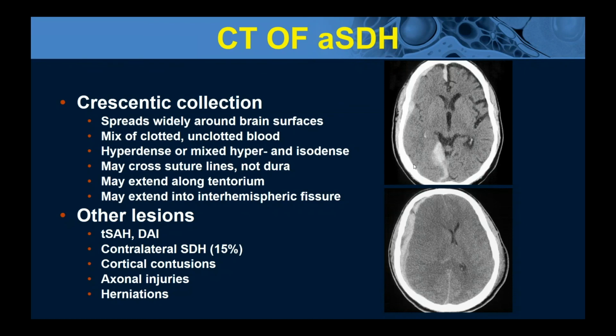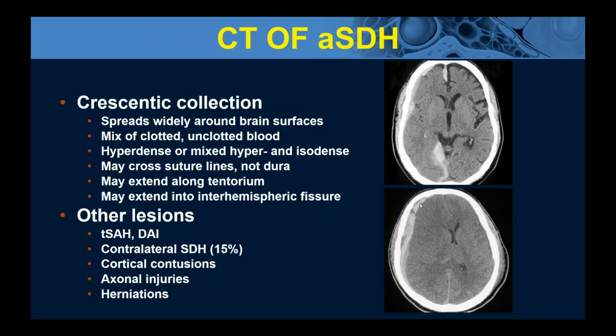And this is a classic acute subdural hematoma. It spreads widely around the brain surfaces. It may cross suture lines, but not the dural lines of attachment, which is why in this case on the upper right, you see it all over the right hemisphere, and the left hemisphere is unaffected.